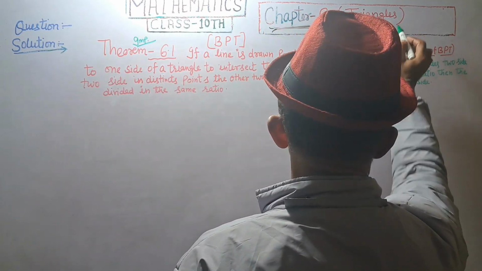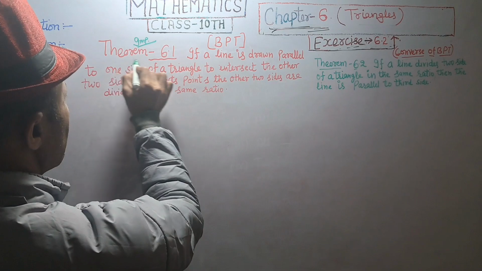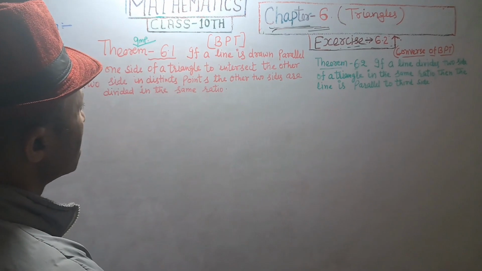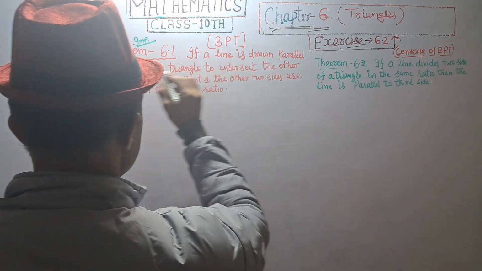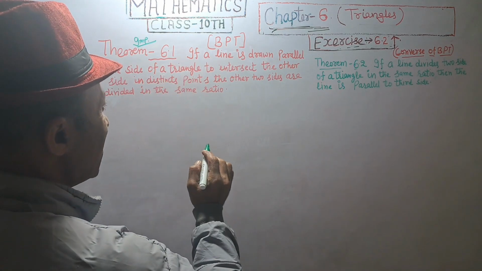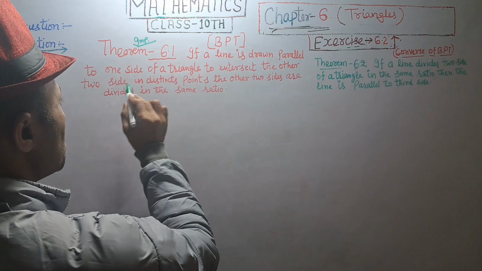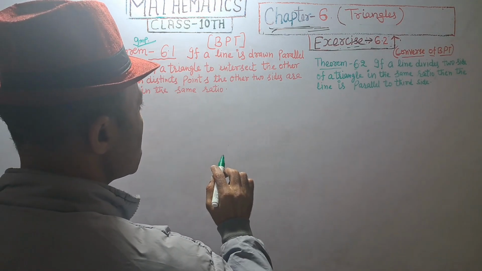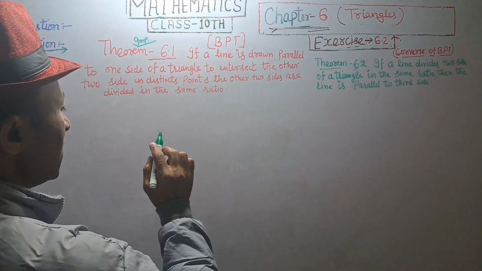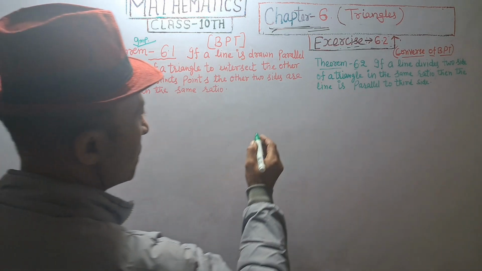Chapter 6, Triangles. Important theorems. Theorem number first. If a line is drawn parallel to one side of a triangle to intersect the other two sides in distinct points, the other two sides are divided in the same ratio.